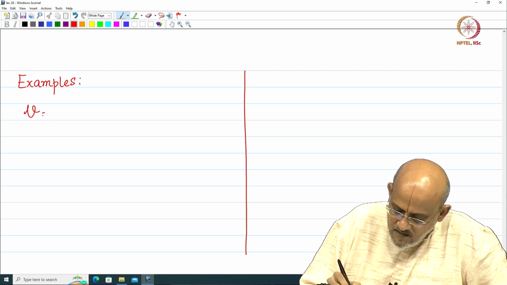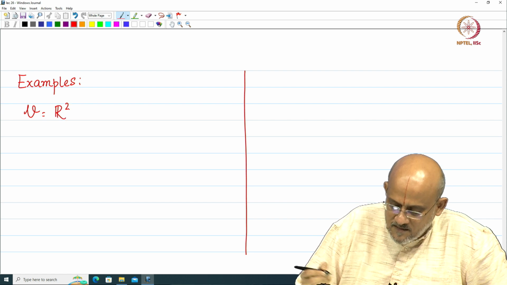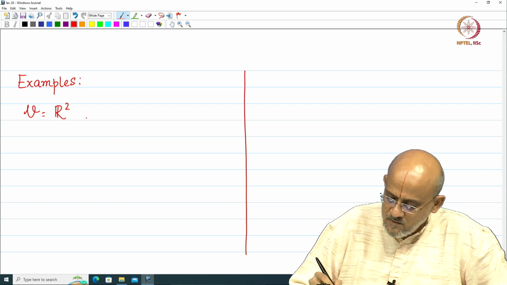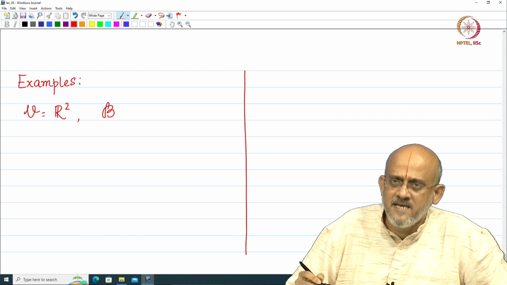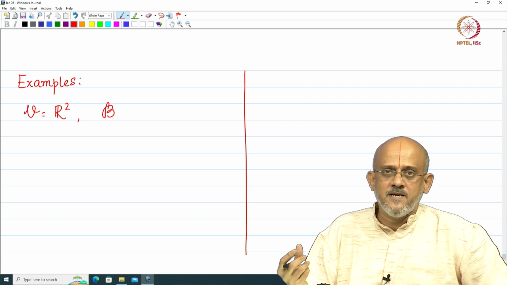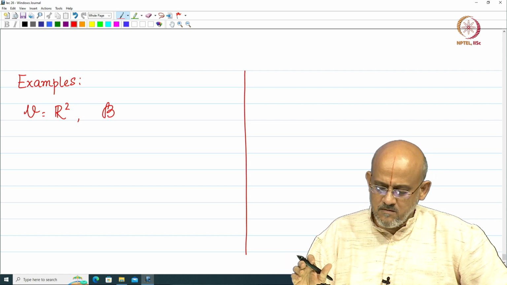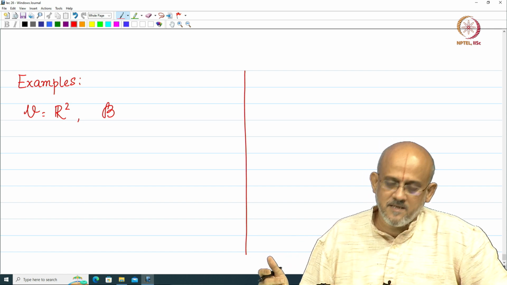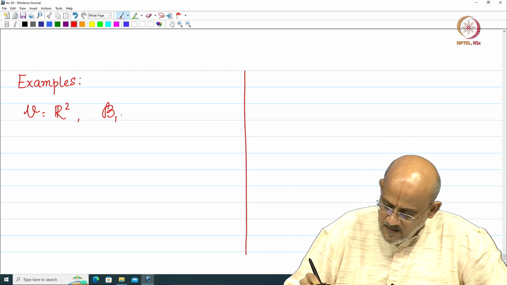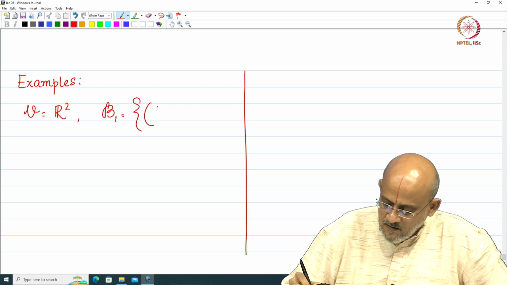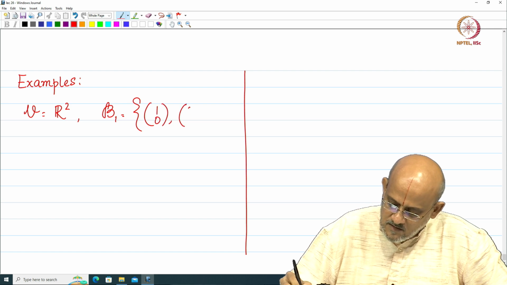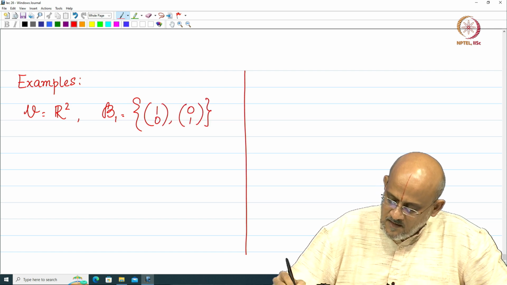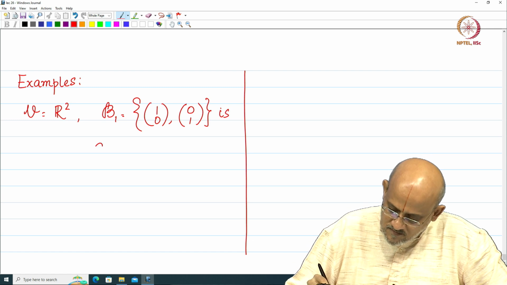Let us consider V to be R2, the vector space that I have. I need to find a pair of linearly independent vectors in R2, so that the span of these two vectors is going to be the entire R2. So B1, I am going to take as (1, 0), (0, 1), is a basis for R2.